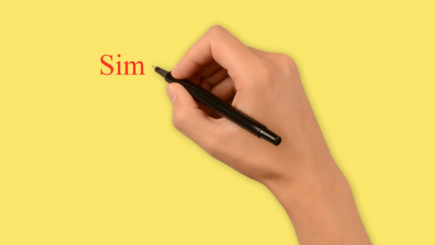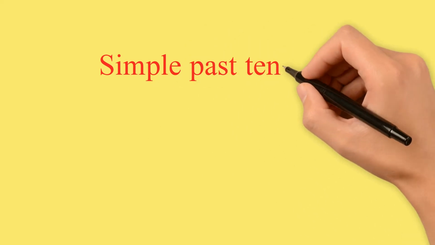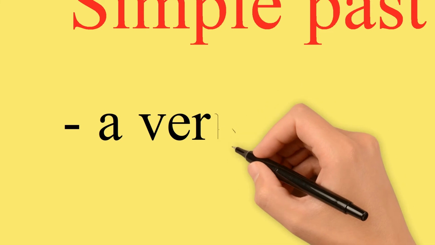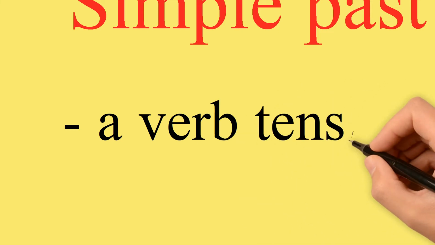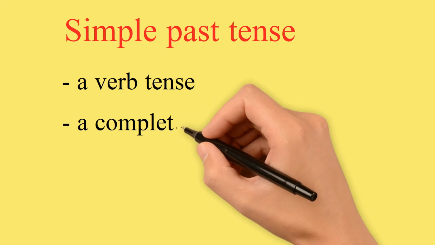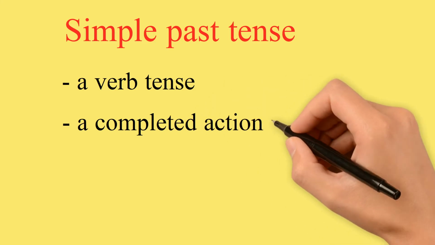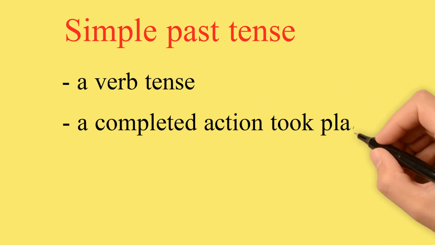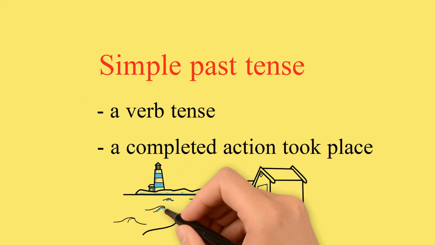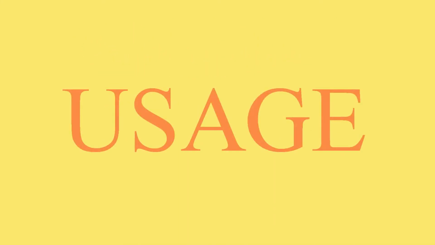Simple past tense. The simple past is a verb tense which is used to show that a completed action took place at a specific time in the past. The simple past is also frequently used to talk about past habits and generalizations. What do we use the simple past tense for?